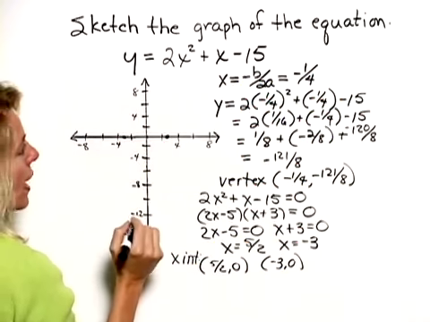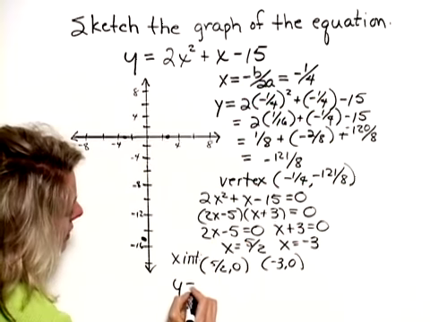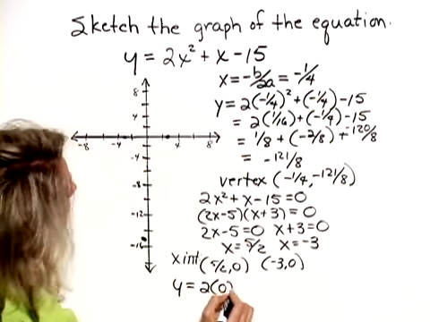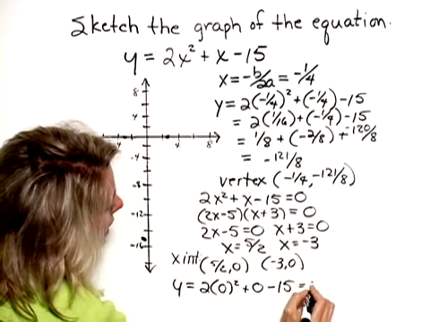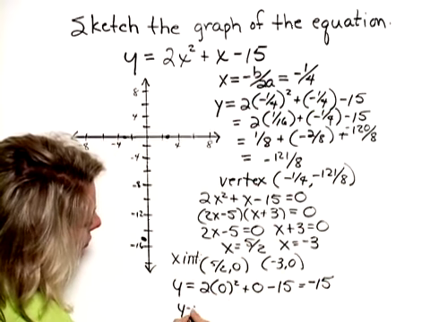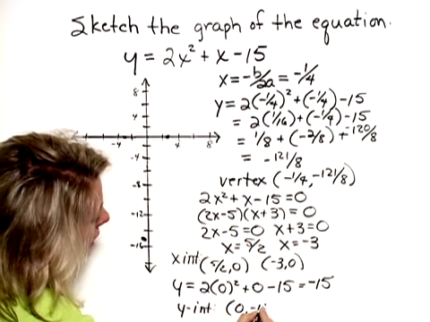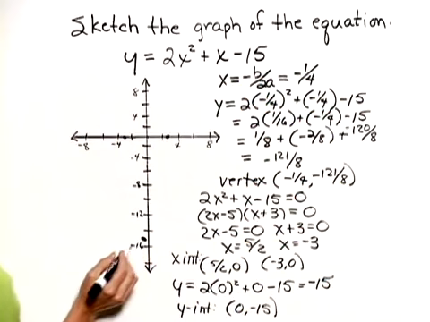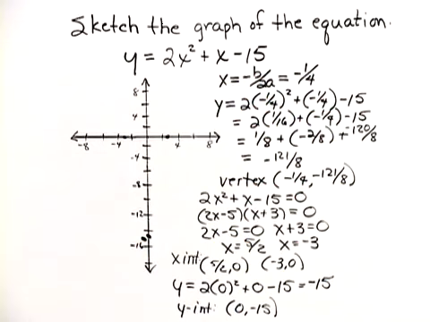We have to find our y-intercept. So we said our x is equal to 0. And we get a y-intercept at negative 15. So we have 0, negative 15 for our y-intercept. So just a little bit to the right of our vertex.